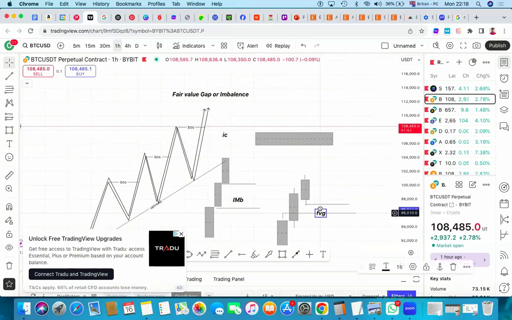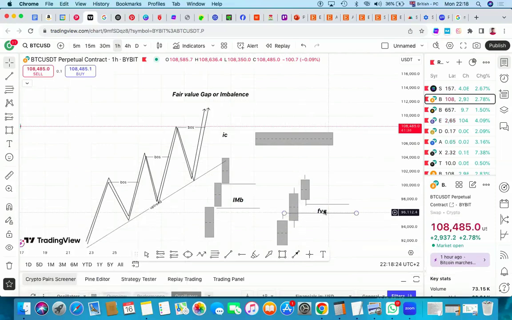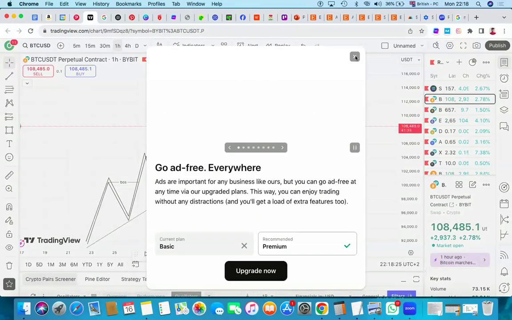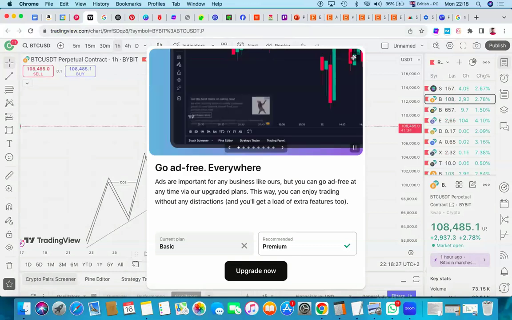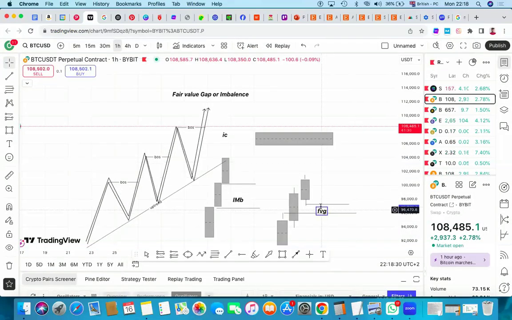So this is what we refer to as fair value gap. And this scenario is less volatile when you see this. When you see this institutional scenario in the market, when the smart money joins the market with this scenario, it's less volatile, right? So now you have your fair value gap around here, right?